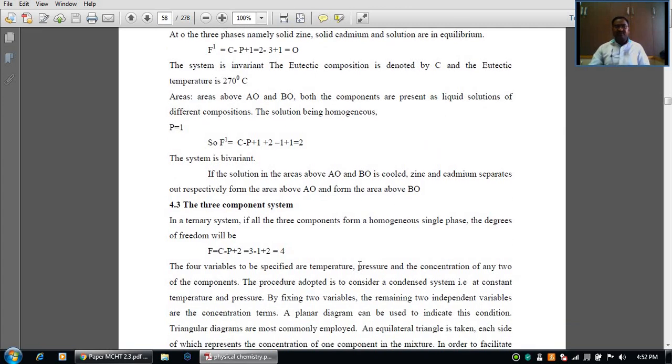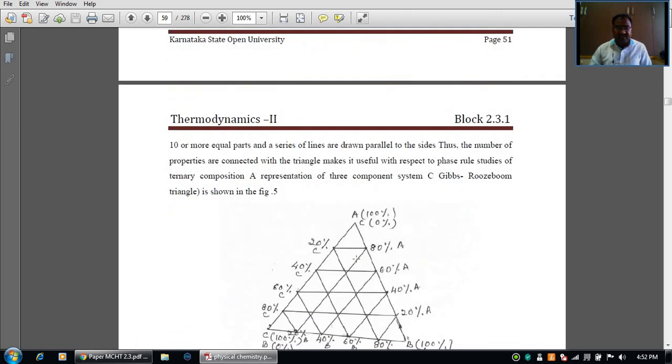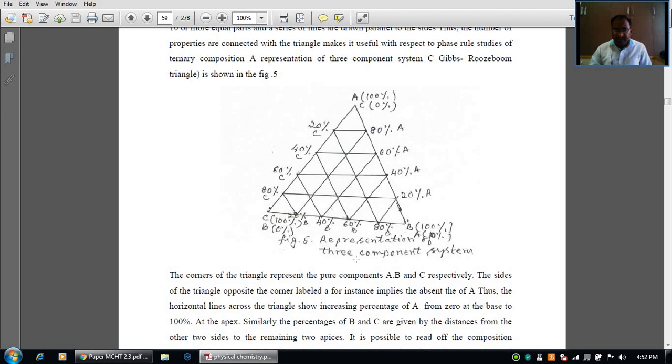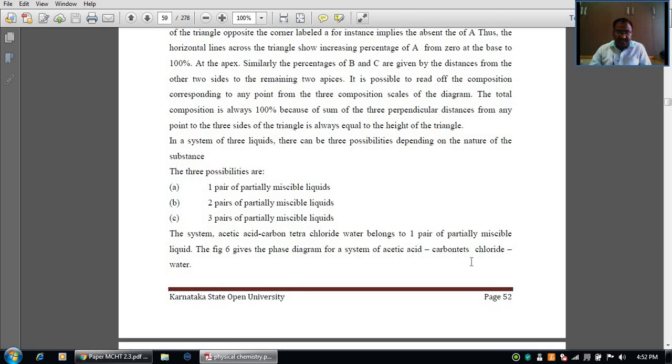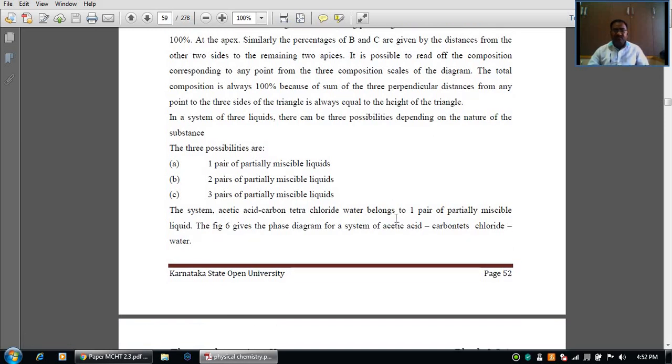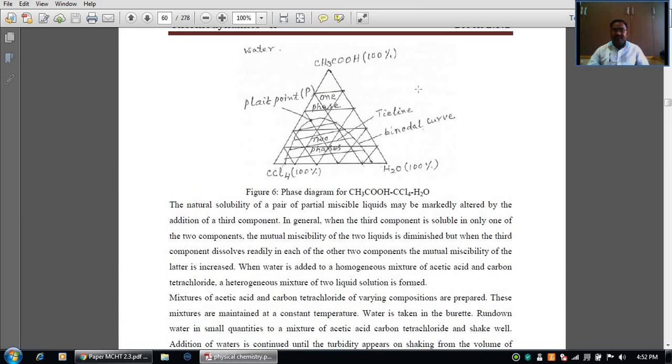One more from this unit is the phase rule for the three component system. In three component systems, here is the schematic diagram, the representation of a three component system. The three possibilities here are: one pair of partially miscible liquid, two pairs of partially miscible liquids, and three pairs of partially miscible liquids. These three possibilities in the three component system.